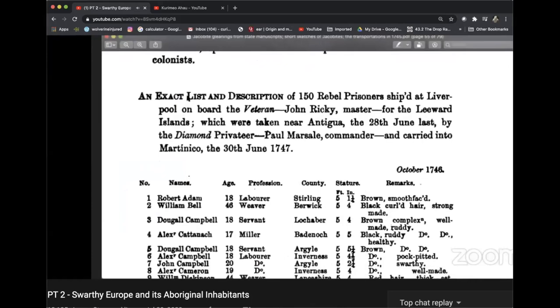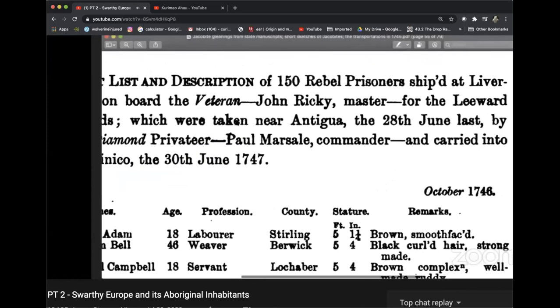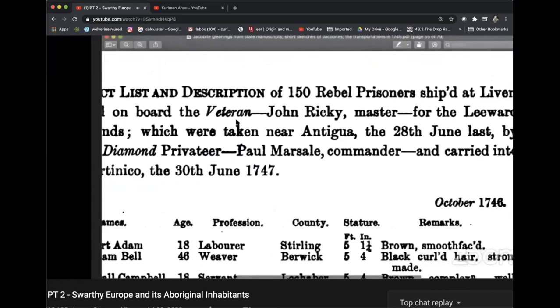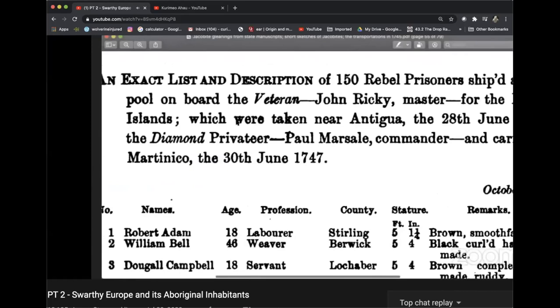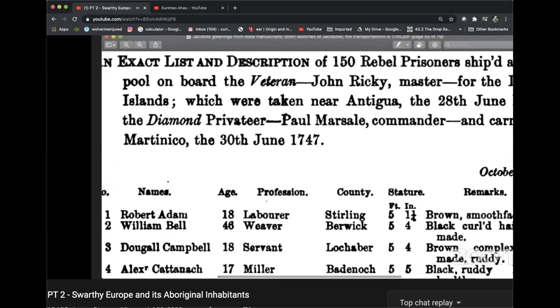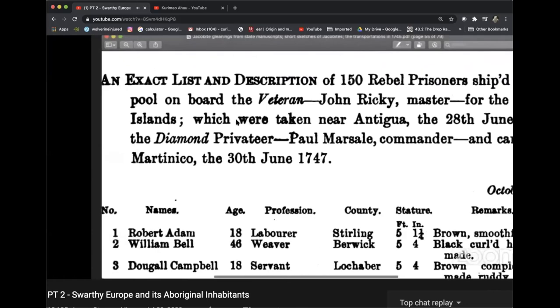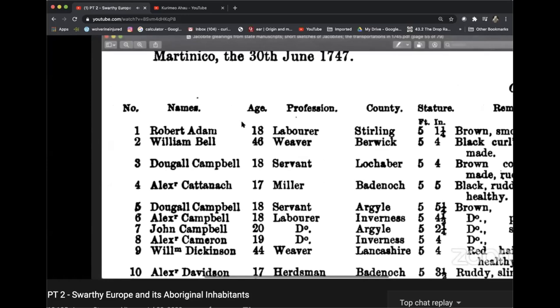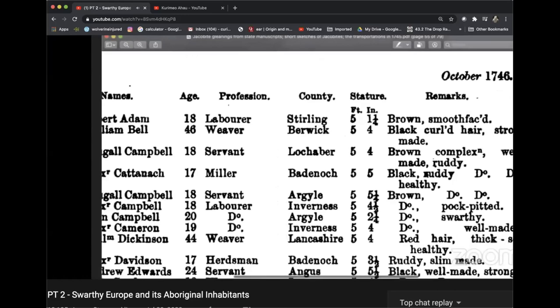Here we go. An exact list and description of 150 rebel prisoners shipped at Liverpool on board the Veteran, John Rickey, master, for the Leeward Islands, which were taken near Antigua the 28th June last by the Diamond privateer, Paul Marcelli, commander, and carried into Martinico the 30th June of 1747. What are we going to see here? The passenger list of all these prisoners, Jacobites. It says name, age, profession, the county, the stature, remarks.